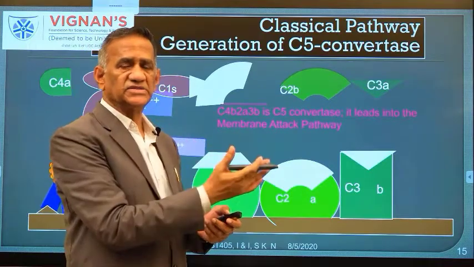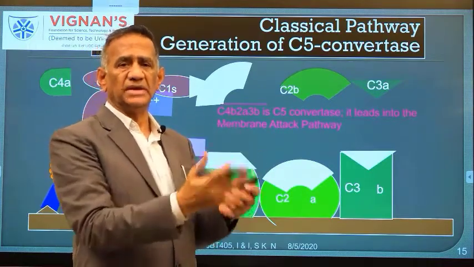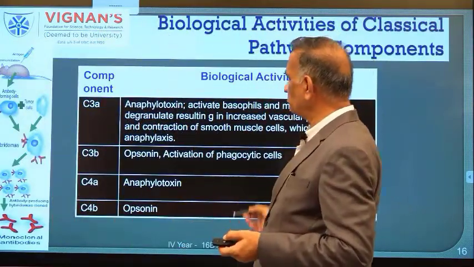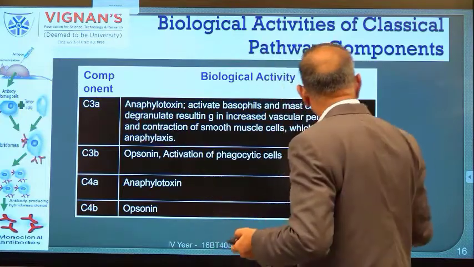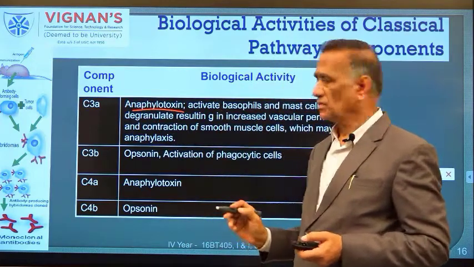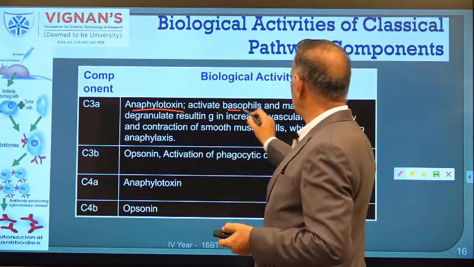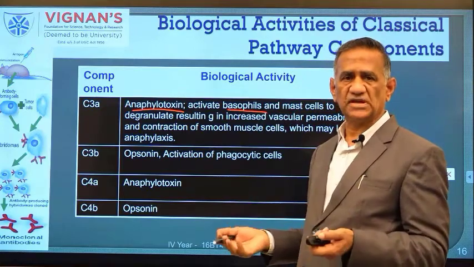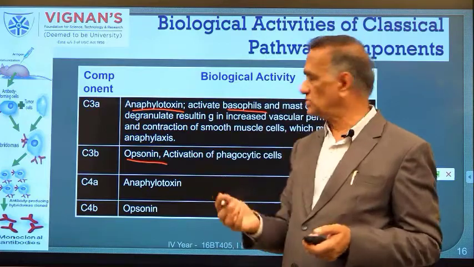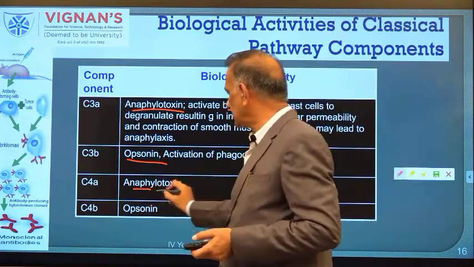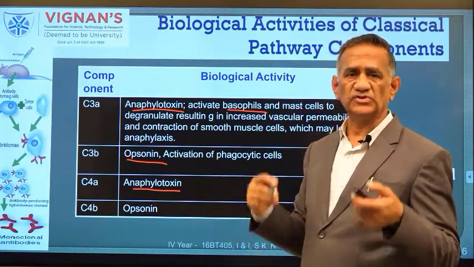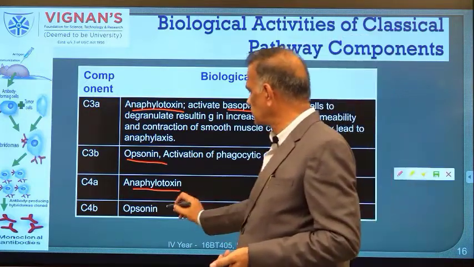Now it converts C5 into C5a and C5b; C5b rests later. Let us see the various biological activities. C3a is an anaphylatoxin: it influences basophils and mast cells to produce histamine. C3b is an opsonin; opsonins promote phagocytosis. C4a is again an anaphylatoxin, which influences basophils and mast cells to produce histamine, causing allergy-like reactions. C4b is again an opsonin.